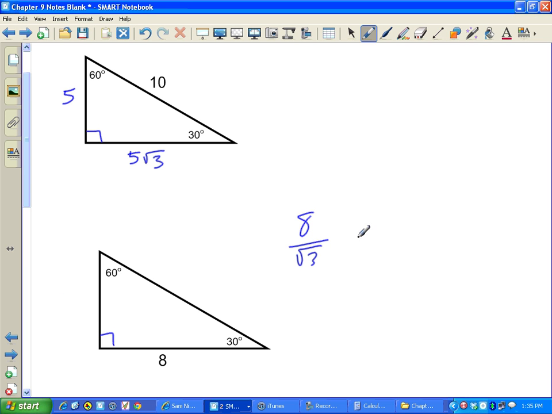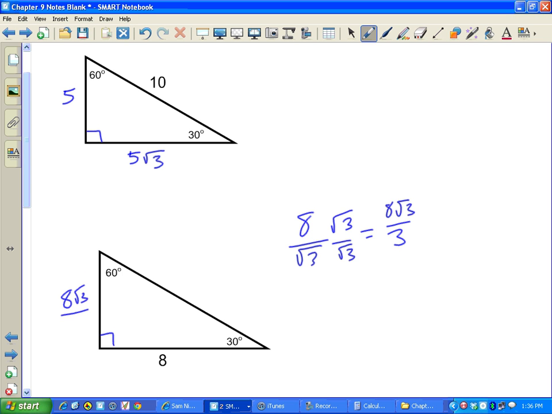So I'm going to take 8 and divide by the square root of 3. And I have to rationalize this because we can't have square roots on the bottom. So I'll multiply the top and bottom by the square root of 3, because when I do that, that's going to cancel out the square root on the bottom. Square root of 3 times the square root of 3 is just 3. And on the top, I've got 8 square root of 3. So that's how long this side is.